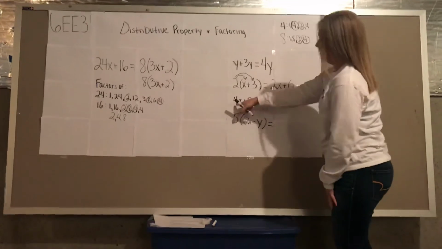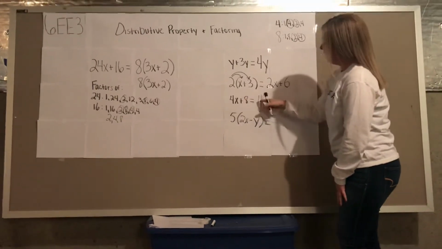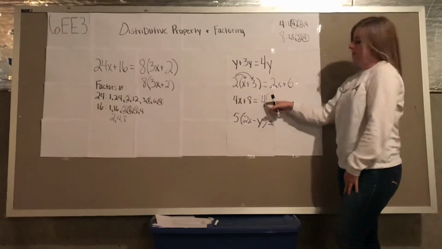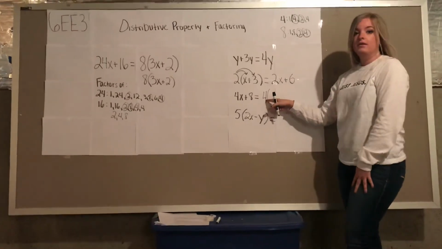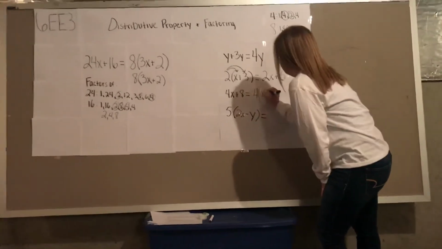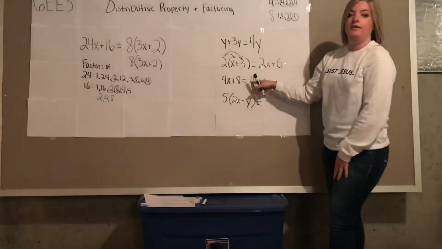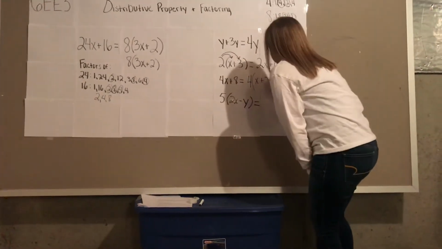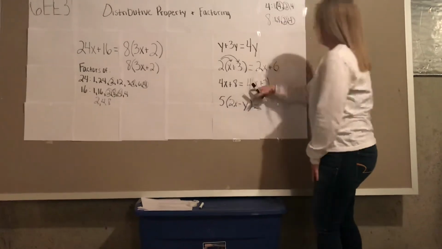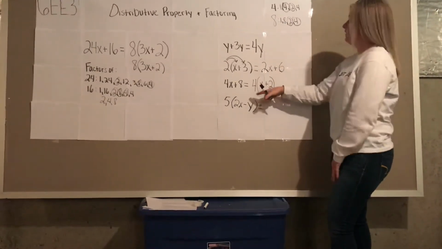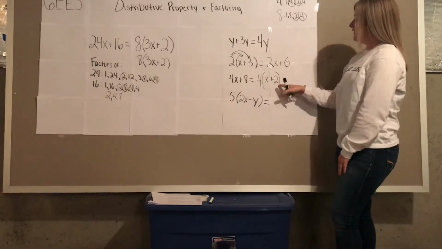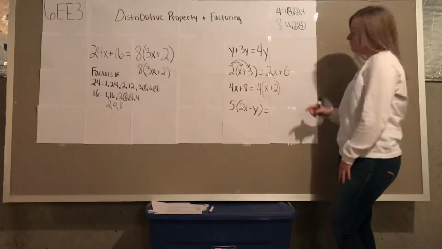So now we're left with x. So 4x divided by 4 would be what? X. Yep. Then we have the plus sign. And 8 divided by 4 would be what? 2. Yes. So now our simplified expression would be 4 parentheses x plus 2.